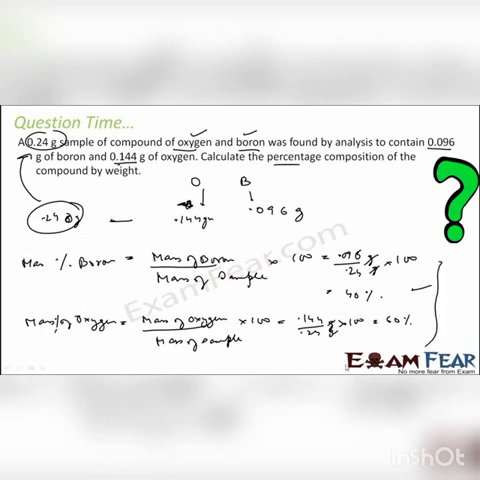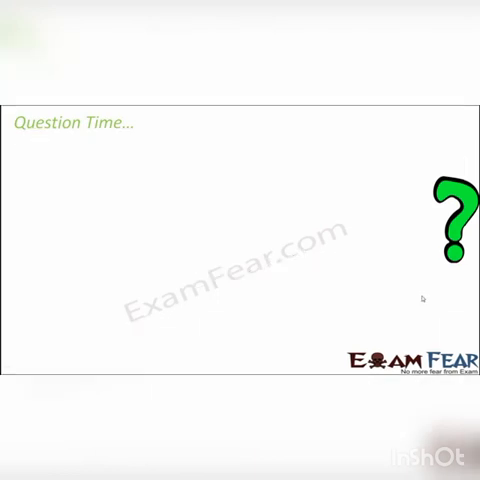To be on the safe side, always calculate. Because let's suppose it has some other compound X that had some weight and the total weight was not 0.24, then the direct formula won't work. So better you calculate for all in the exam.